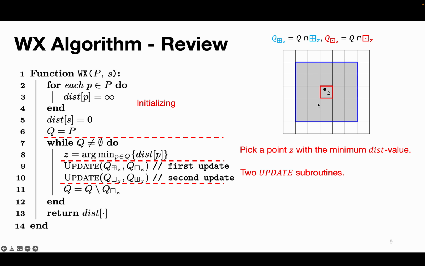We update the dist values of points in this big blue square by using the dist values of points lying in the small red square. And then finally, we remove the points in this small red square from set Q. We perform all of these operations until set Q is empty. Then the dist values are the lengths of the shortest paths from point S to all other points.